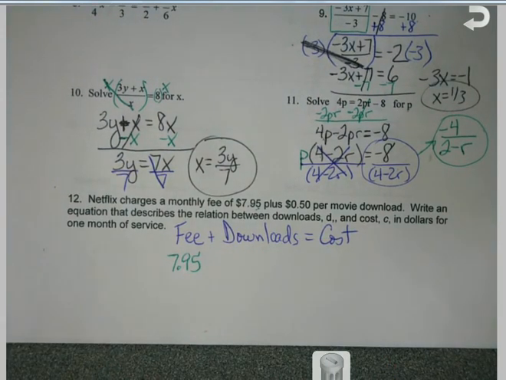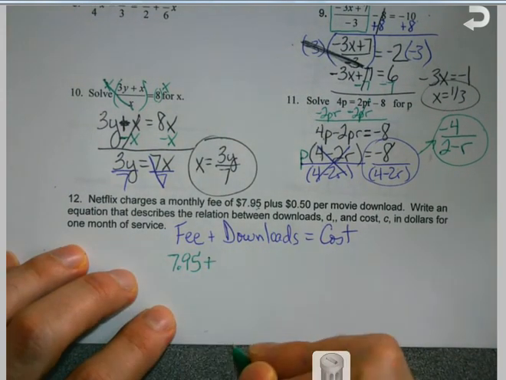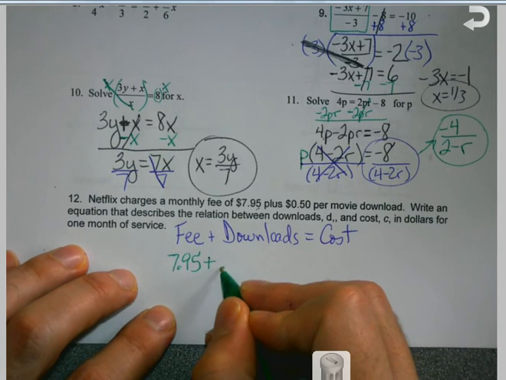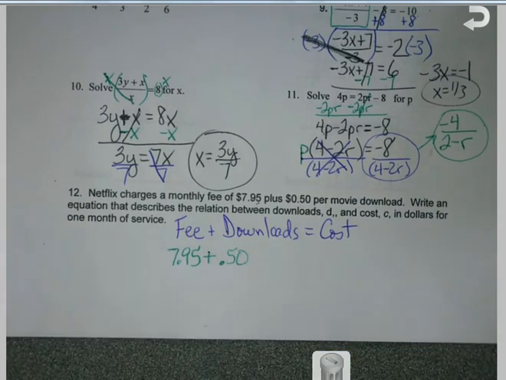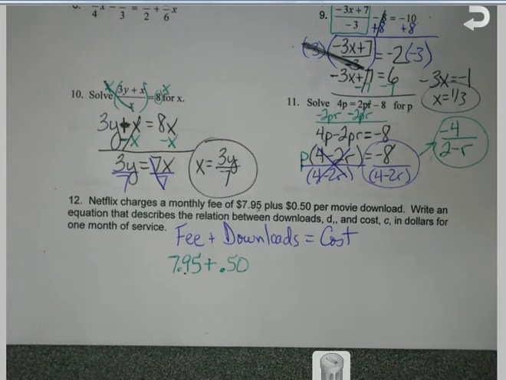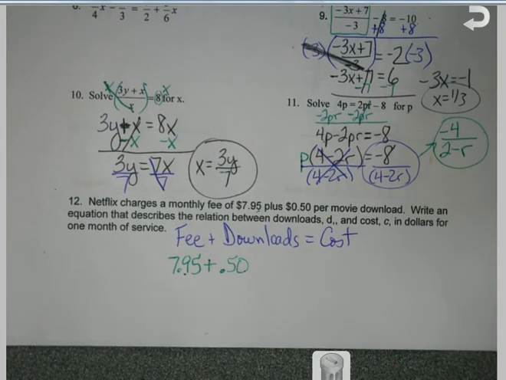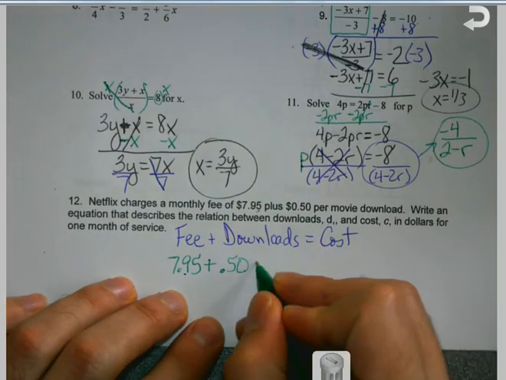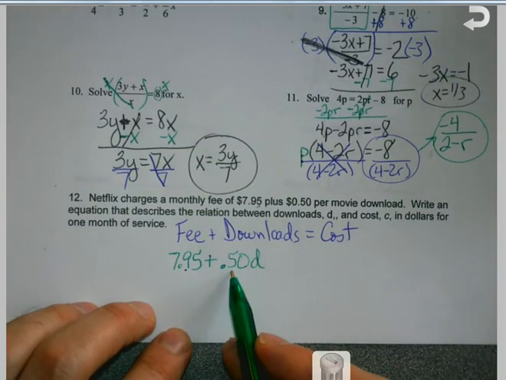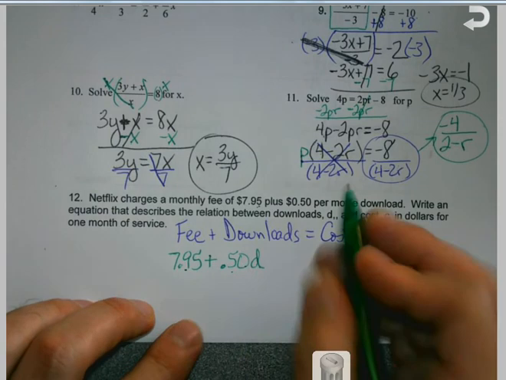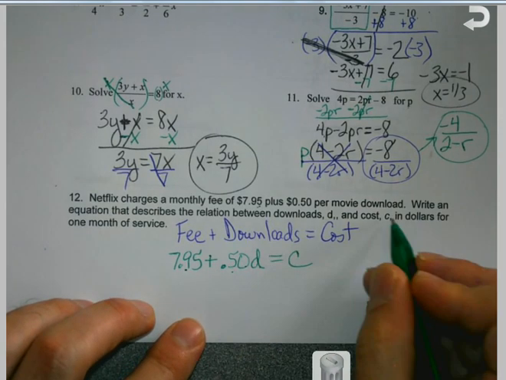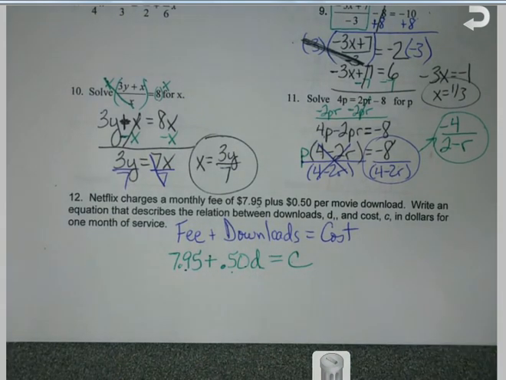Gotcha. Then they're going to charge me 50 cents a download, but the fee is the same no matter how many downloads I do. The downloads, that depends, man. If I download a lot of movies, this could cost quite a bit. So they tell me downloads are going to be represented by D. So 50 cents per download equals how much money I'm going to spend, because it tells me everything else.